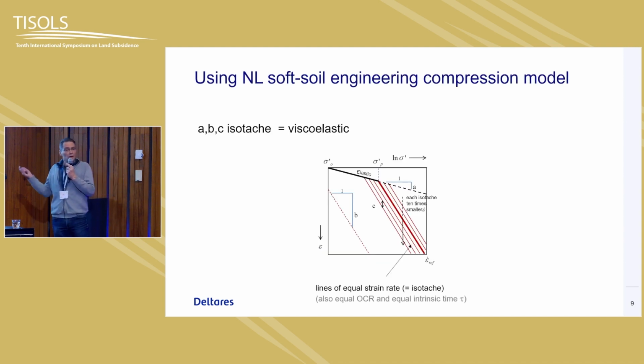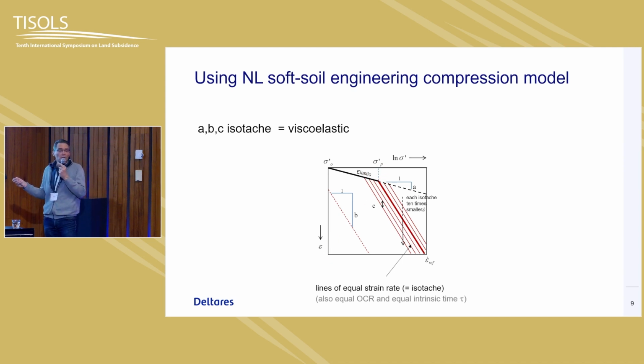That's the basic model, and for the deformation model, we use the Dutch NL soft soil engineering compression model, which is illustrated here. It takes a bit of time to explain. I won't go into details, but in the diagram, it's the log of effective stress on the vertical, and on the horizontal you have the strain, right? So you may recognize here an elastic state line with increasing effective stress, the elastic deformation part. And then there is an old-fashioned Terzaghi model, this would be the virgin compression line.